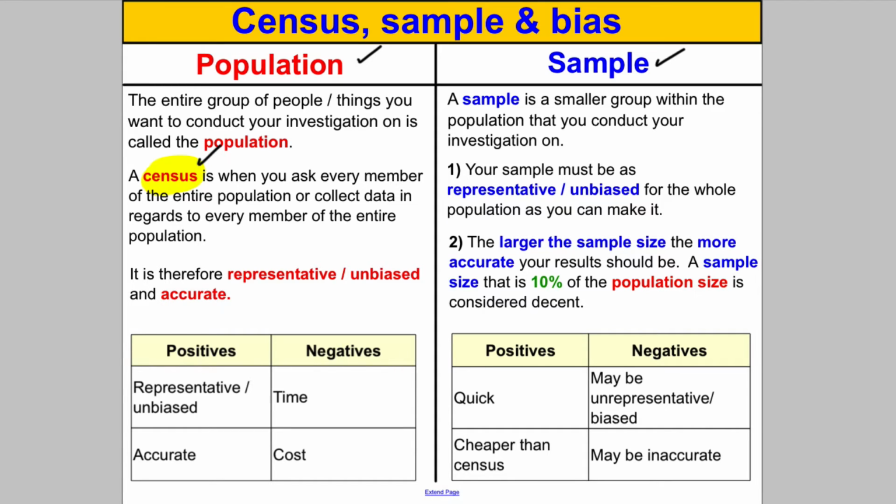Okay, so you have to know about the keywords: a population, you have to know what a census is, you have to know what a sample is. This is crucial here. You must know the 2 things you must focus on with your sample. You must try to make it representative and unbiased, and you must make it as large as you can, and also you need to know the positives and the negatives about them. Anyway, having talked about a population, a sample, representative and bias, etc., let's go on and do some questions.